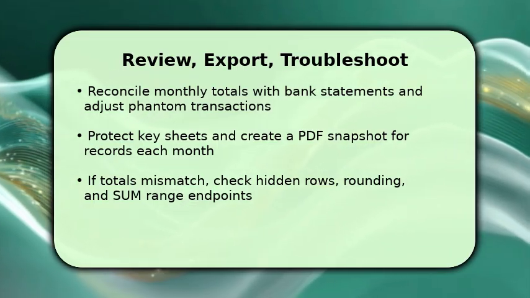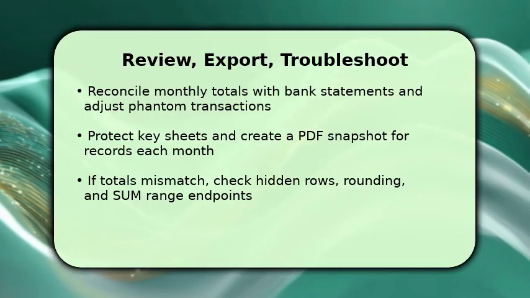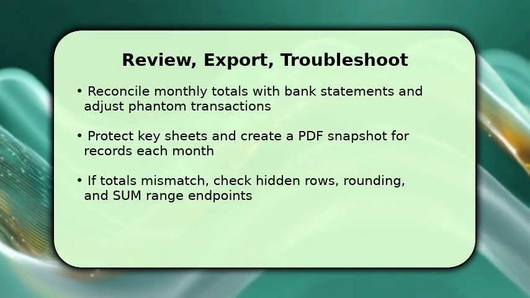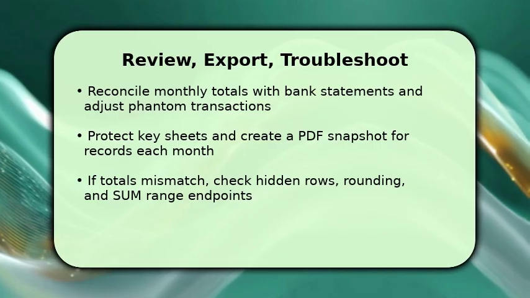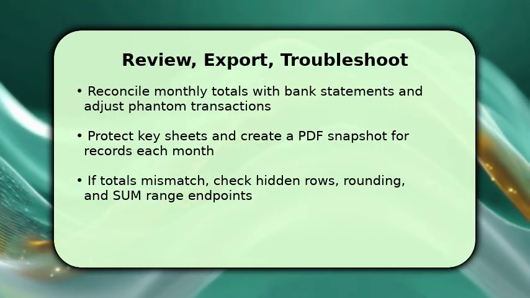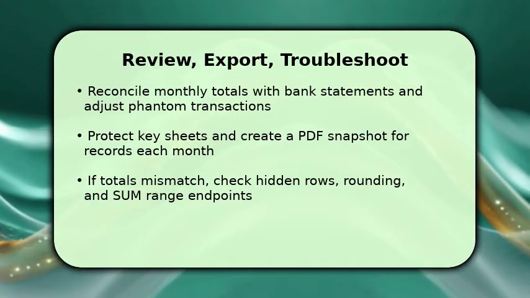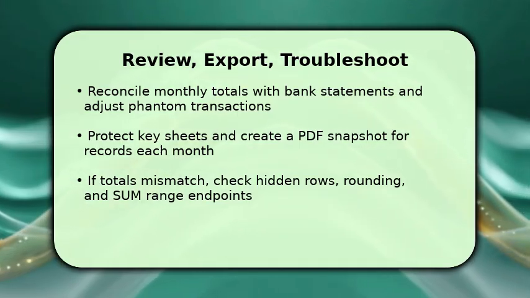If numbers don't match, inspect hidden rows, check for accidental text in numeric cells, and verify SUM ranges include the newest rows. Those are the usual culprits. Finally, make one small test change and confirm allocated columns update as expected.